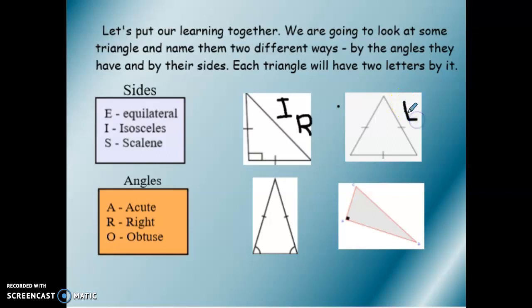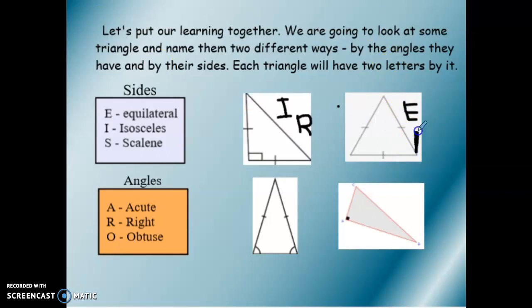Put an E for equilateral. Now, what about the angles? Look at this angle. That looks acute. Look at this angle. Also an acute angle. Remember, there's always 2. This third one will determine it. Another acute angle. So that is an equilateral triangle.